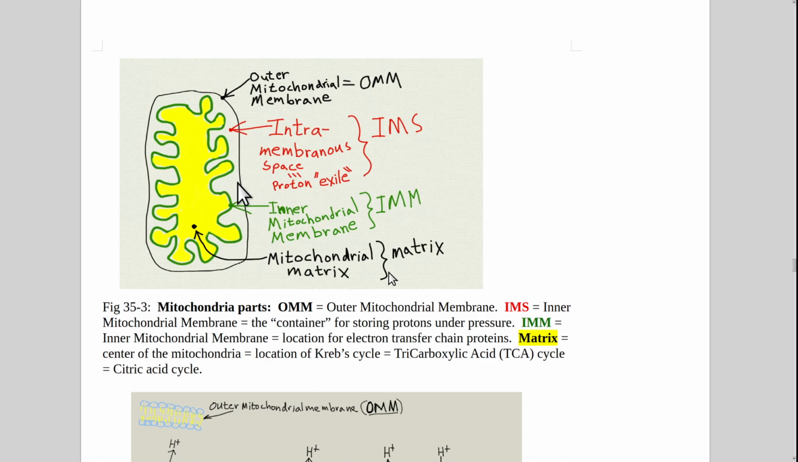And the energy of that hydrogen proton coming back into the matrix through the ATP synthase is coupled to having the ATP synthase, complex number 5, be able to add a phosphate to an adenosine diphosphate and make it an adenosine triphosphate. So it went from ADP with 2 phosphates to ATP with 3 phosphates. Okay, that's how it works.